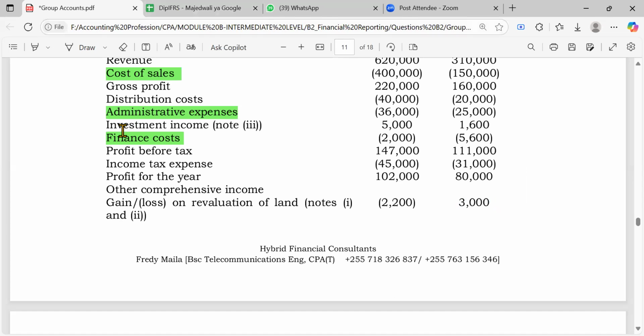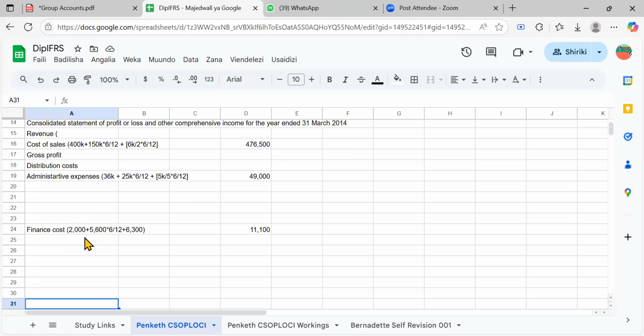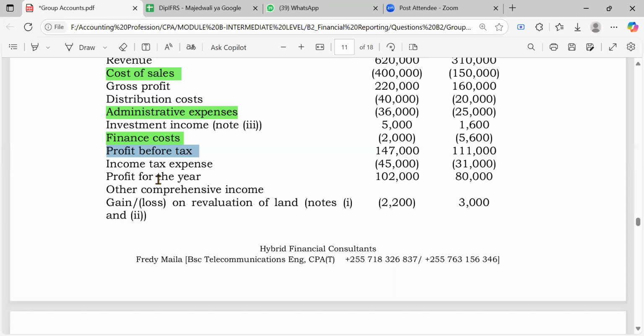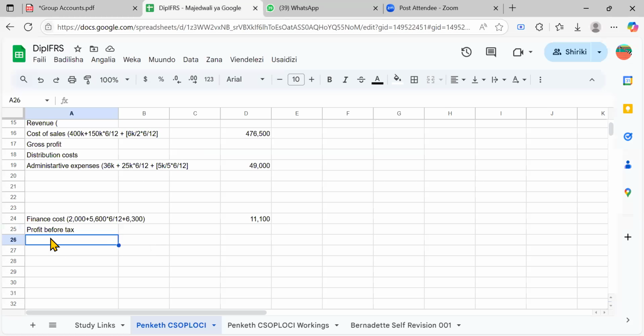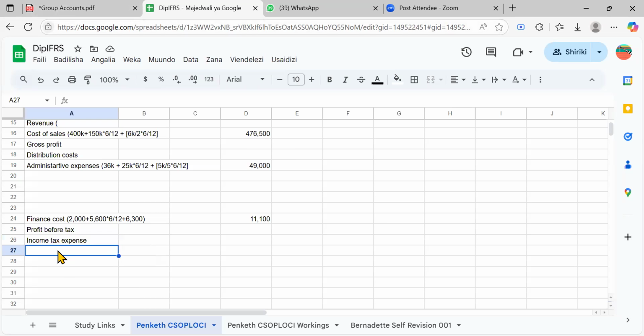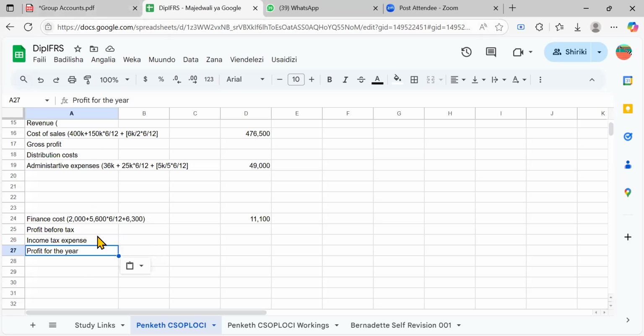Okay, so you can see here after finance cost we had the profit before tax. Let's try to combine this. After finance cost we had the profit before tax, right? And after profit before tax we had the income tax expense. Yes, you can just copy them. And after that, what did we have? Profit for the year. Yes, so you can just go there and paste it. And then what did we have? Now other comprehensive income. Yes, the OCI, right?